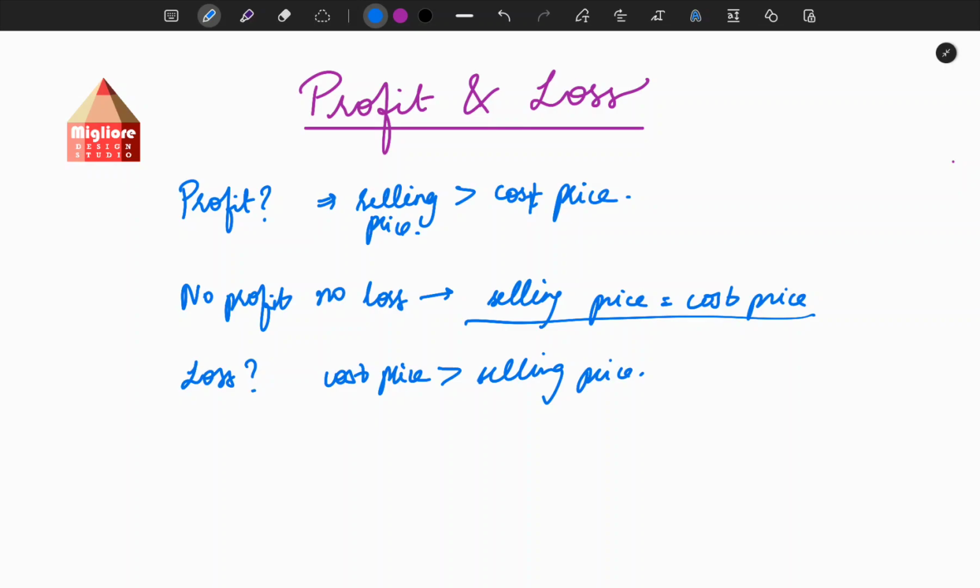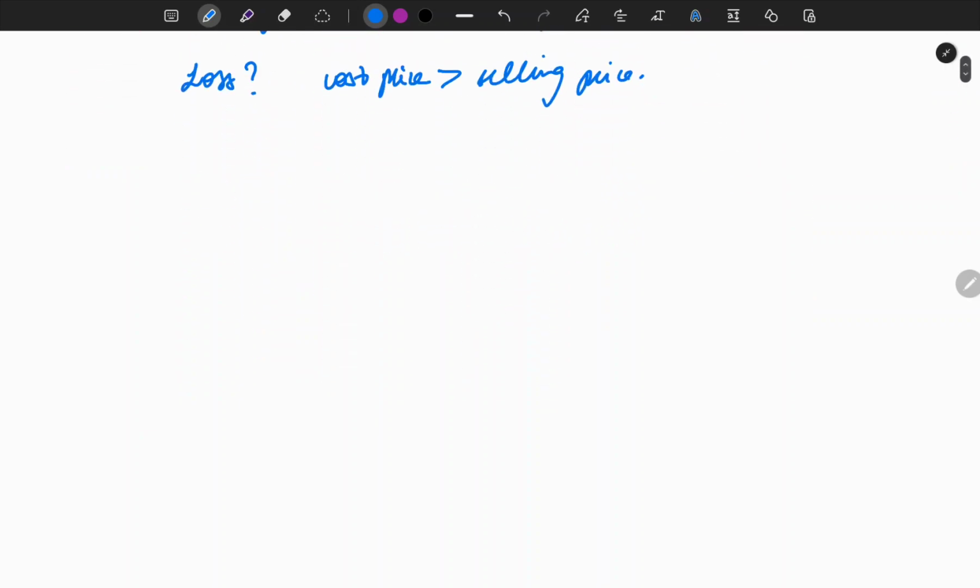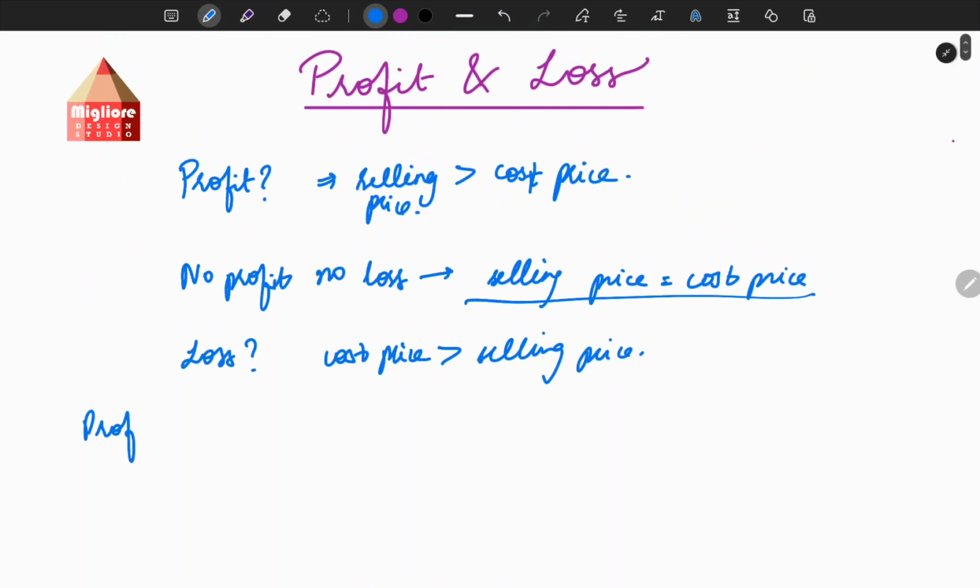So I'm just going to give formulae for profit and loss now. Profit is actually selling price minus cost price. Obviously this is greater than 0. Loss is cost price minus selling price.